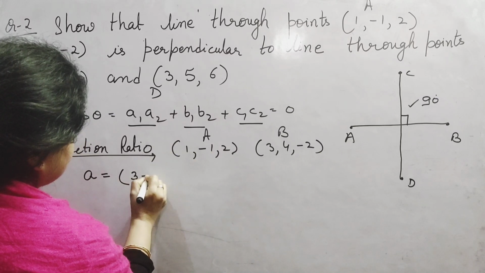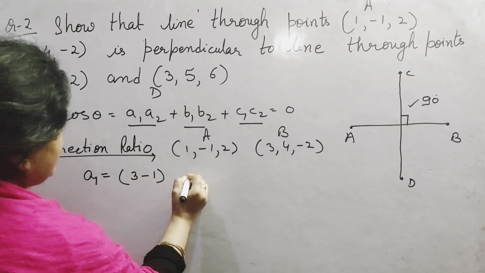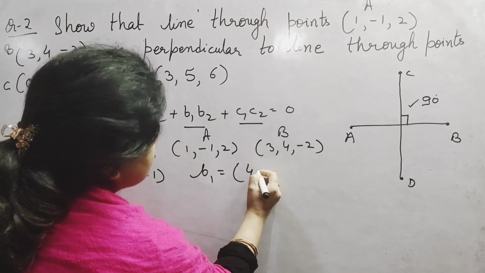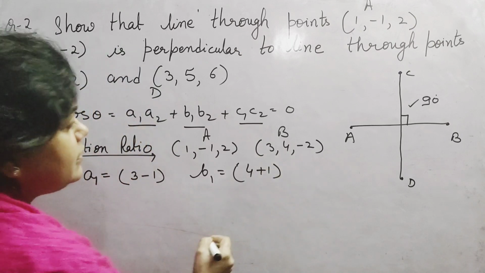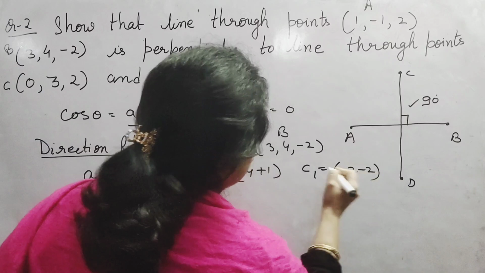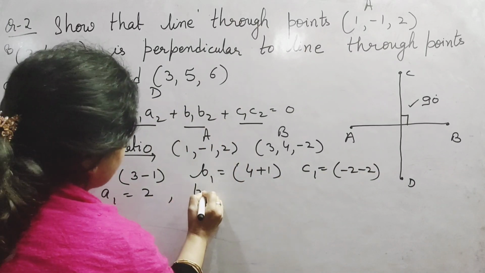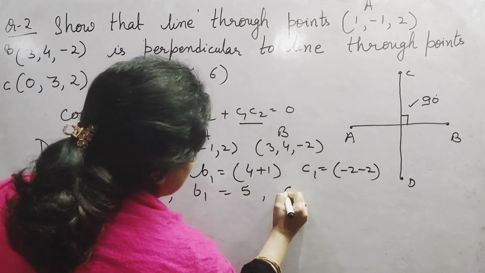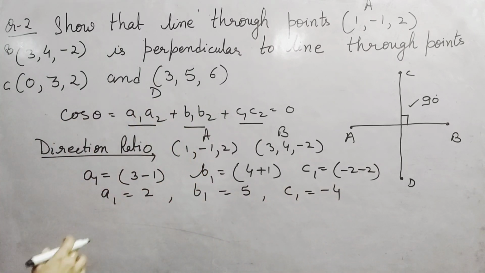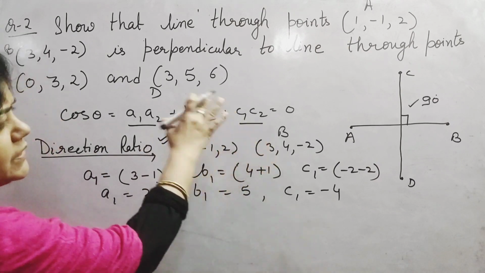minus 1. Okay? Let it be A1. Value of B1 is equal to 4 minus (-1), which is 4 plus 1. Clear? Now value of C1 is equal to minus 2 minus 2. Now value of A1 is equal to 2, value of B1 is equal to 5, value of C1 is equal to minus 4. Okay? Now these are the direction ratios for the first two points.